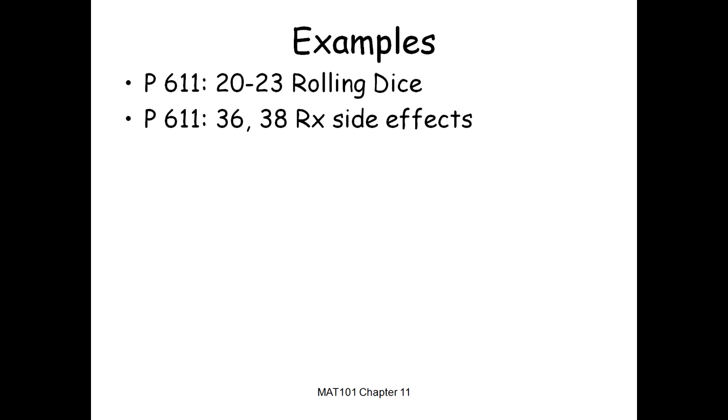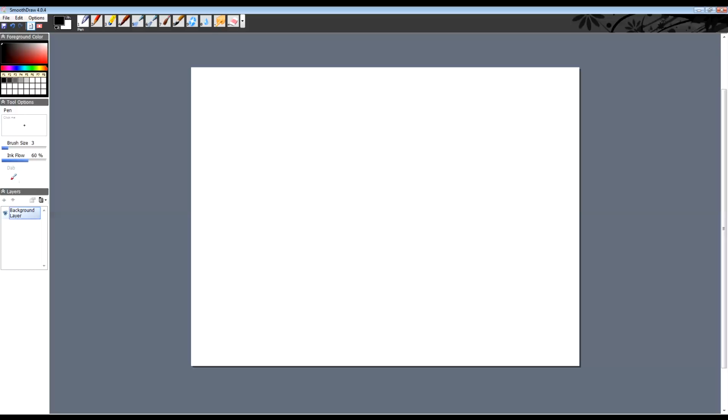So using the same binomial probability formula, let's jump ahead to problems 36 through 38. This has to do with the side effects of prescription drugs. It's known that a certain prescription drug produces undesirable side effects in 35% of all patients who use it. Among a random sample of 8 patients using the drug, find the probability of each event.